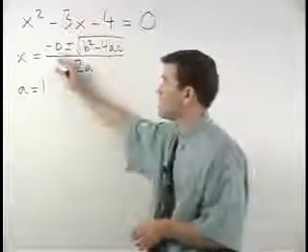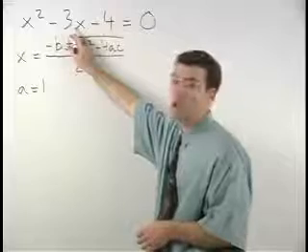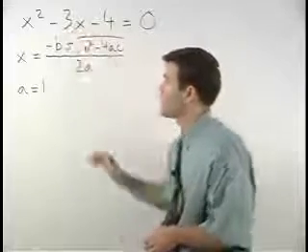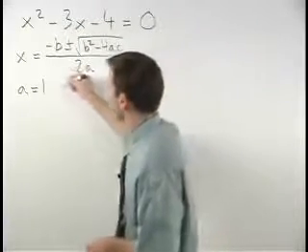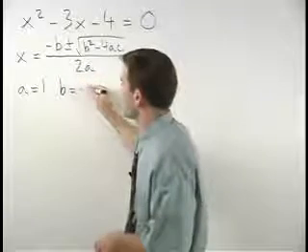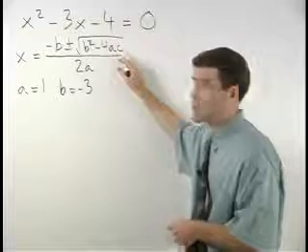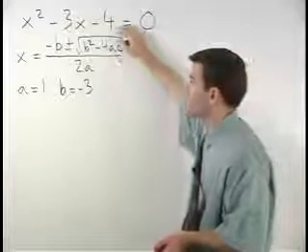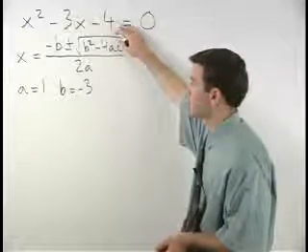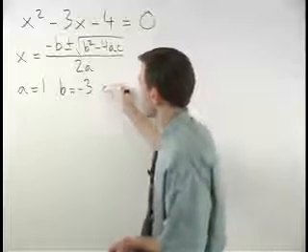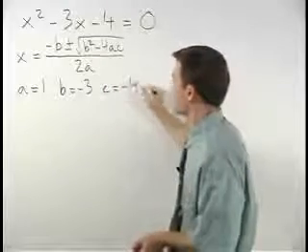The value for b comes from the coefficient on the x term, which in this case is negative 3. So we say that b equals negative 3. And the value for c comes from the constant term, which in this case is negative 4. So we say c equals negative 4.